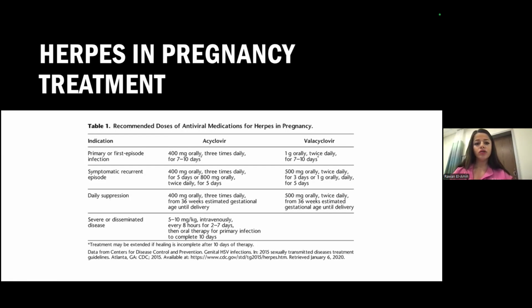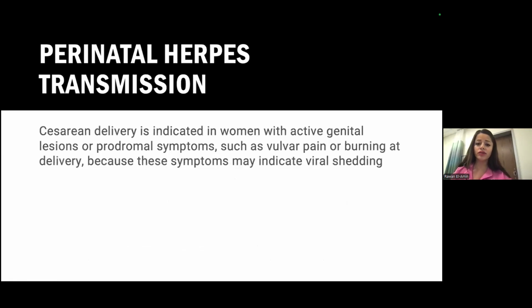It's important to note if they have an outbreak closer to delivery time, because that would be an indication for a C-section. So patients who have current active genital lesions or prodromal symptoms, even like vulvar pain or burning, then we recommend a C-section because they could be shedding the virus. And what we usually do when they come into labor and delivery, anybody with a history of genital herpes, or maybe it's their primary outbreak, then we do a very extensive exam of their vulva, vagina, and cervix. We have seen lesions only on the cervix and not on the vulva, and that would be a reason to do a C-section.